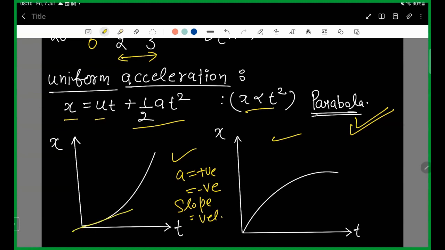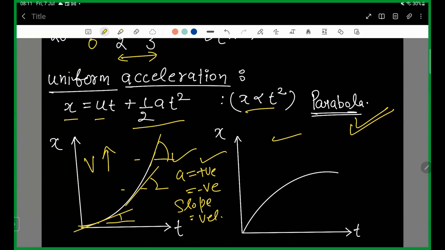So you can see tangent here is like this. Tangent here is like this. Tangent here is like this. So you can clearly see the slope of your tangent is increasing. You can see, right? The slope of your tangent is increasing. It means your velocity is increasing. So if your velocity is increasing, it means your acceleration is positive.